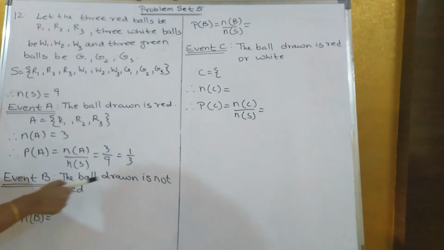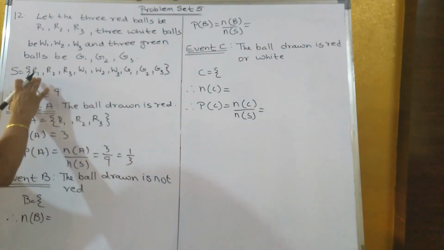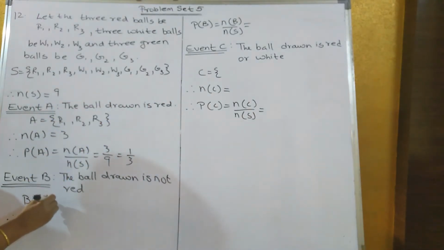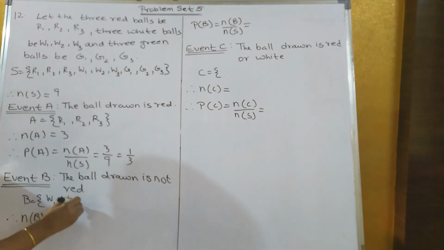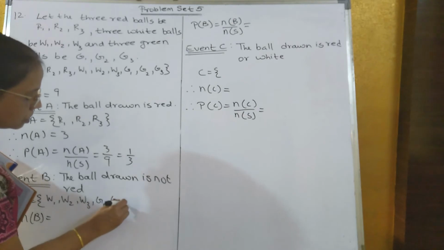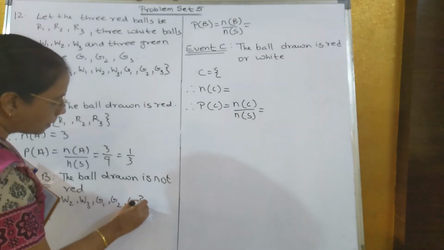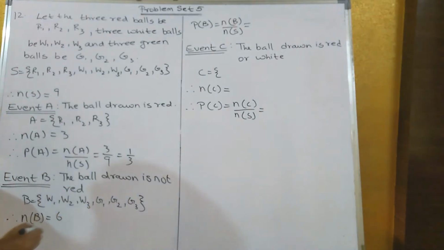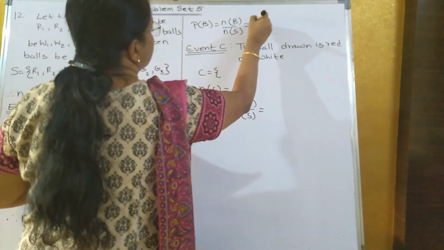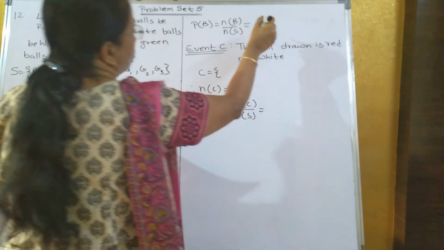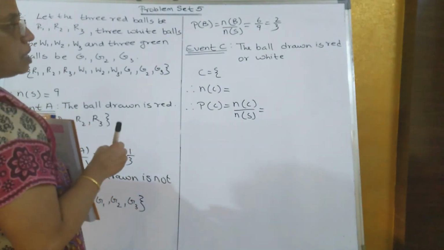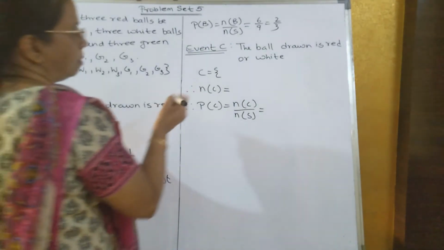Now event B, the ball drawn is not red. So other than red, rest all you have to write. That is white ball and green ball. So W1, W2, W3, G1, G2, G3. That is equal to how much? 6. So PB is equal to what? NB upon NS. That is 6 upon 9. That is equal to how much? 2 upon 3.